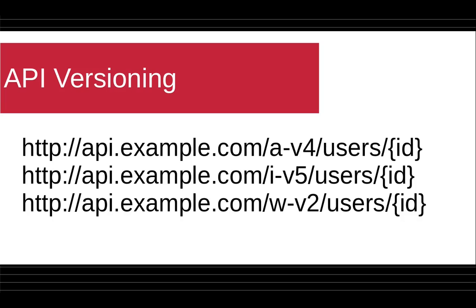So let's say you have Android, web apps and iOS, and they behave differently. You may create different versions for your API to optimize for each platform separately, just like what we have on the screen. So you can see the first API has a version for Android with the A-V4, which is the version number. And we also have the one for iOS and for web apps.